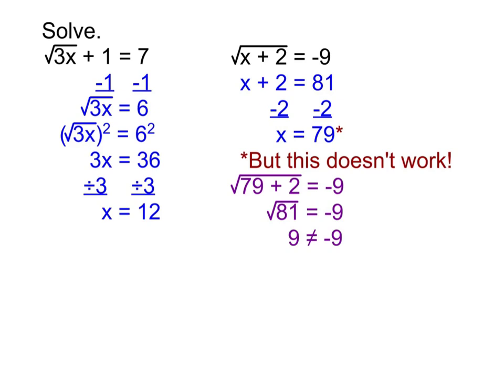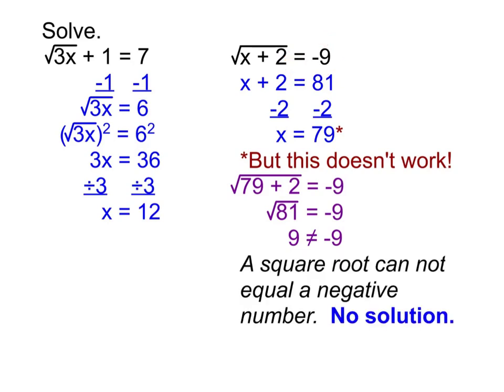Positive. Notice our square root here was set equal to a negative. That's not possible, right? It's not possible for a square root to ever equal a negative number. And so a new layer to our process here.